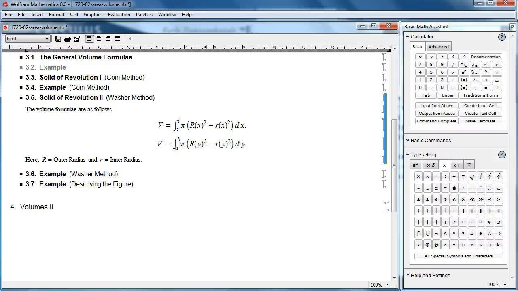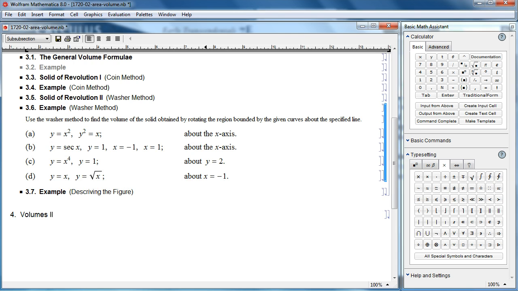Next, let's review the washer method. In the previous example, if we have just one curve and rotate it around a certain horizontal line or vertical line, we don't have any hole. In some cases, however, we can have some hole inside, so we have to subtract away the volume of the hollow region. Consequently, we have this subtraction. Capital R squared is given by the outer radius, and small r squared is given by the inner radius. Either this one or that one has to be used, and the example we are going to go through will employ the first one.